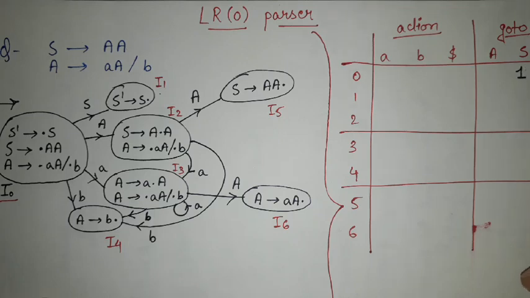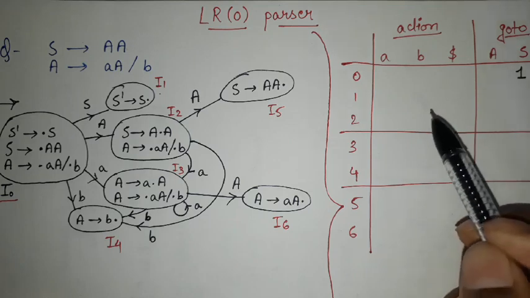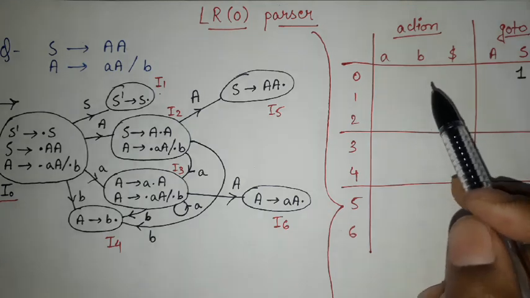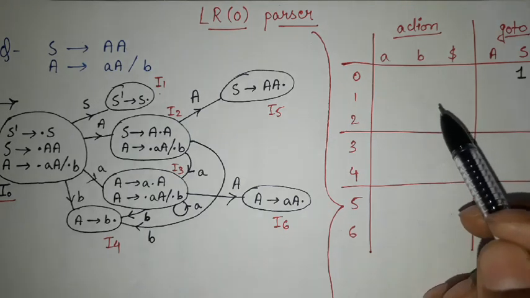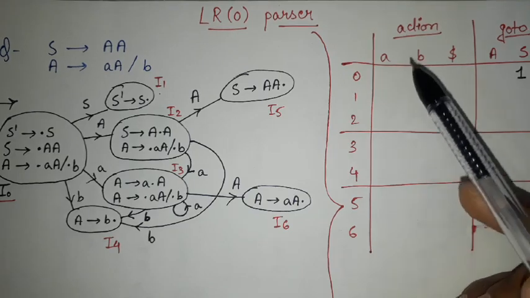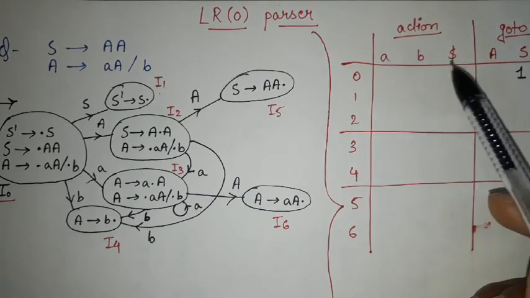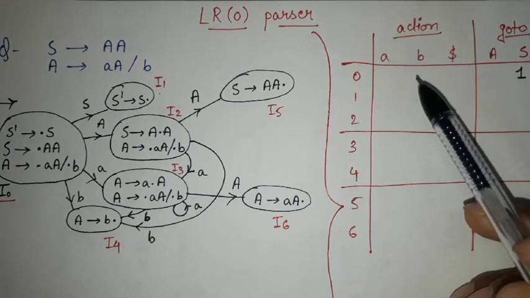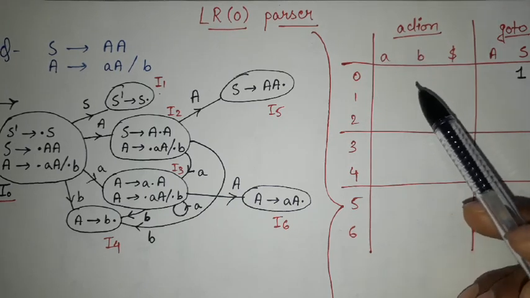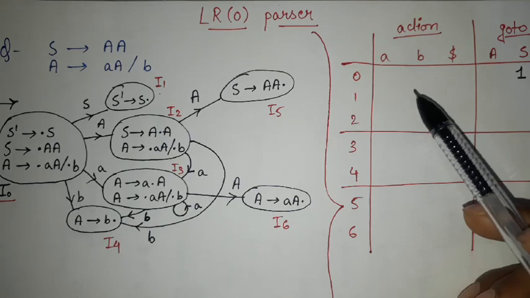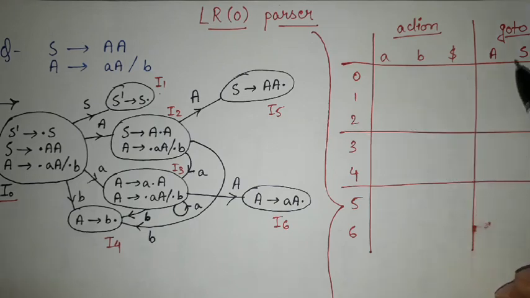One more thing, whenever we are writing in the go to part, we will just write the state numbers 1, 2, 3, whatever it is. But in the action part, we will write it as S1, S2, S3 like that. Why? Because in the action part, whenever from one state on any terminal we are going to another state, it is known as shift move. So, we have to append S with it. Fine. We have already done one entry here.